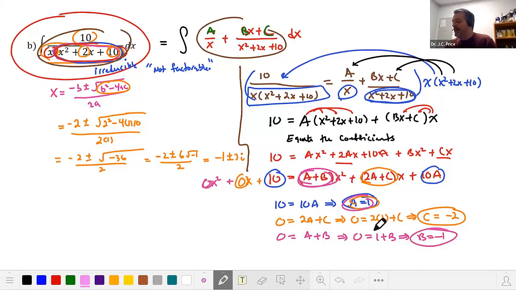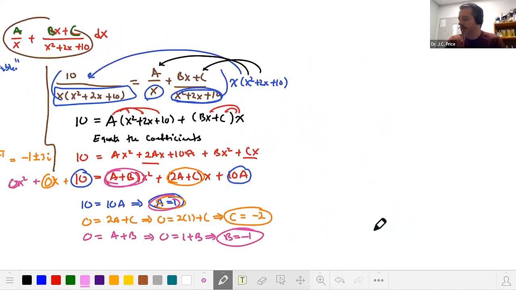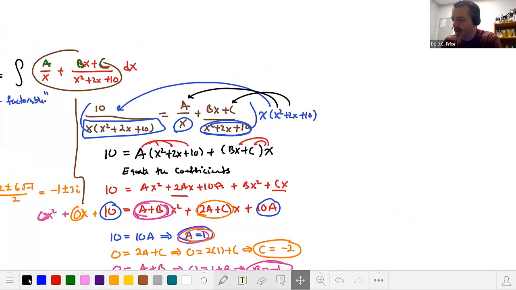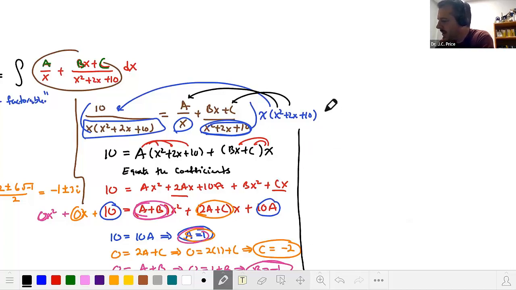And so now I have my A, B, and C. So what can I do? I can come over here, and I can just plug in for my A, B, and C. And so this is going to be equal to the integral, and my A was 1, so I get 1 over x, plus my B was negative 1, and my C was negative 2. So what I'm going to do here is I'll write it like this. So plus, and I'll have negative x minus 2 all divided by x squared plus 2x plus 10 dx.